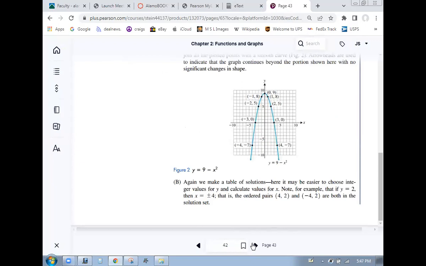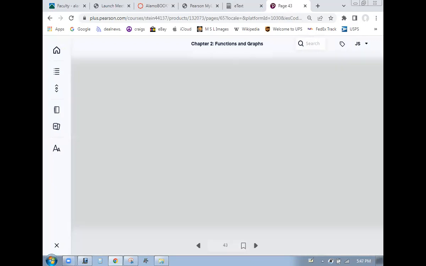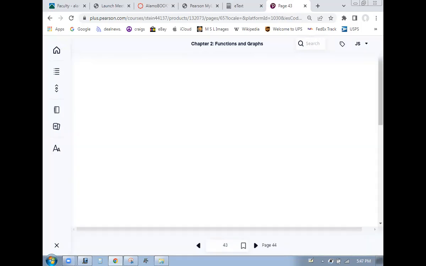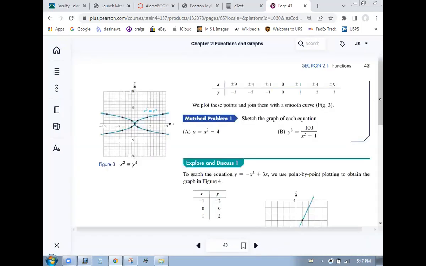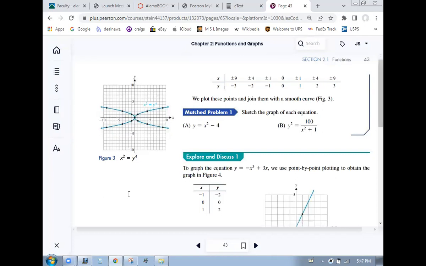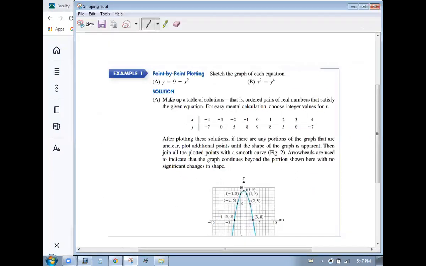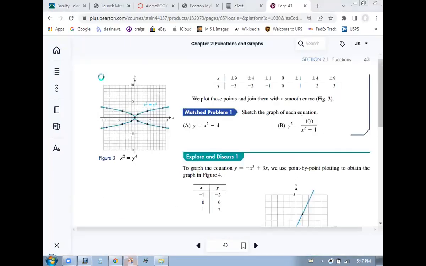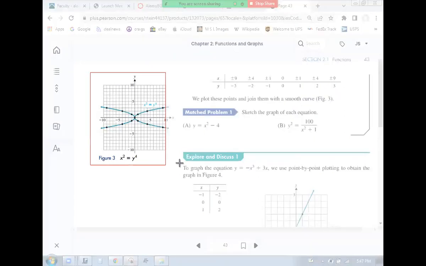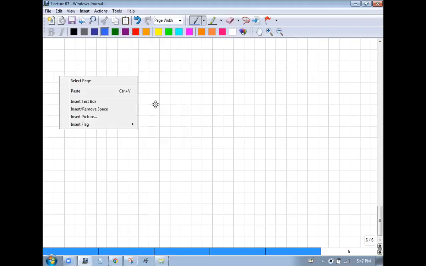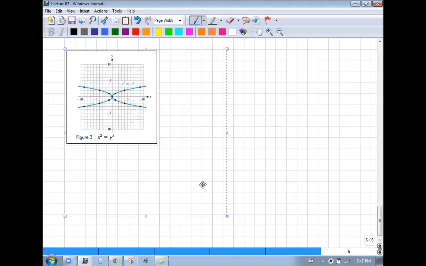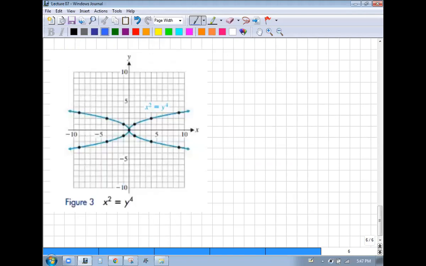Kind of the lazy way, really. Actually, it's the hardest way to do it. The best way is to know lots of reference graphs and be able to visualize it via transformation. So here is x squared equals y to the 4th. Okay. And pick any point you want. Like, what's this point here?